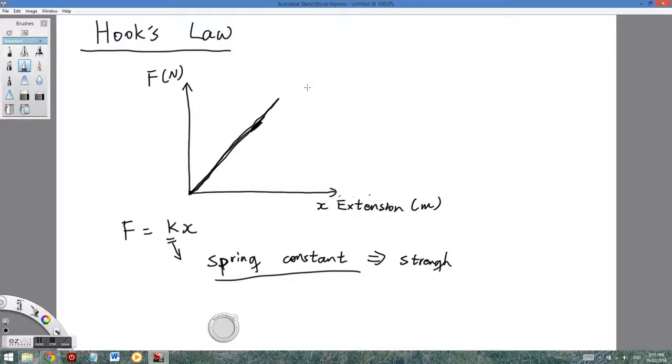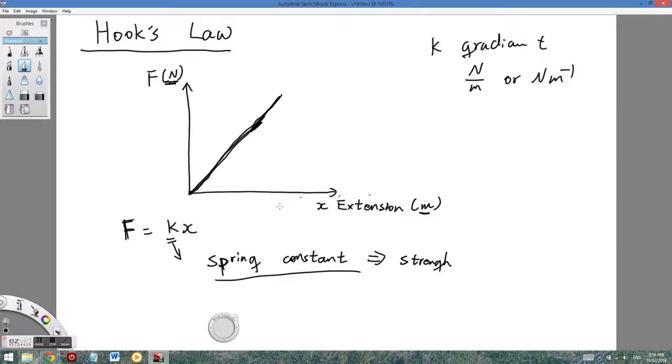What we can do about it is, you need to be able to use this. The spring constant k is the gradient here. Now let's find out its unit. Remember how to find the unit of the gradient? It's the unit of the vertical divided by the unit of the horizontal. So the unit will be newtons divided by meters, so it is newtons per meter.